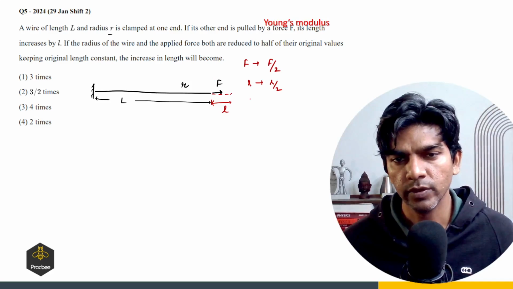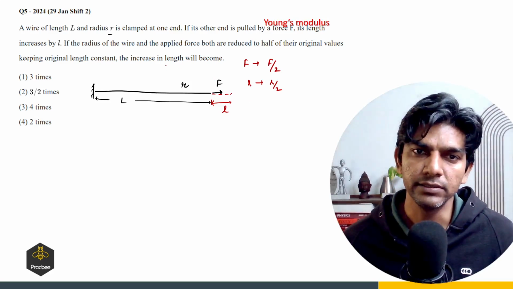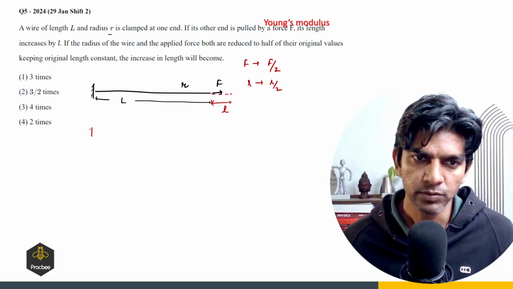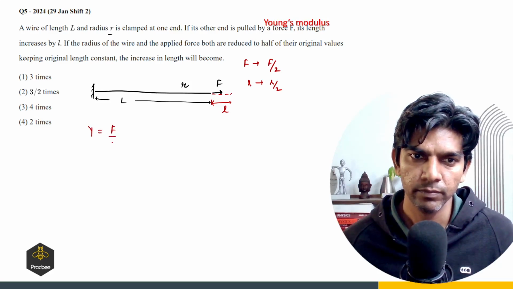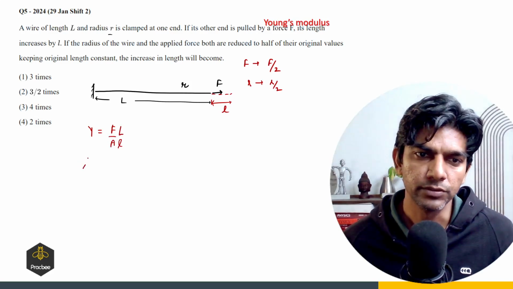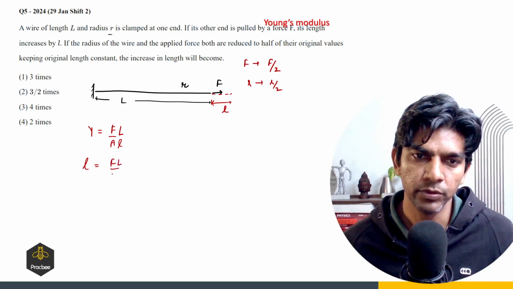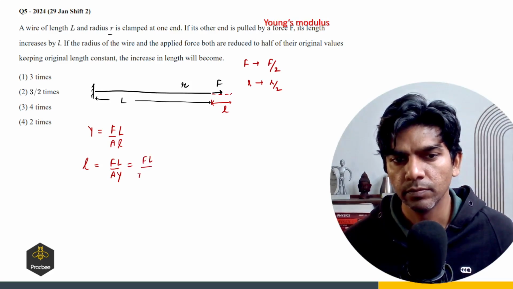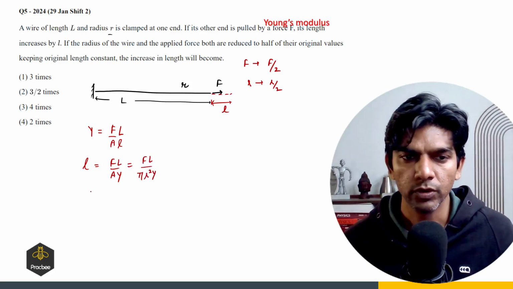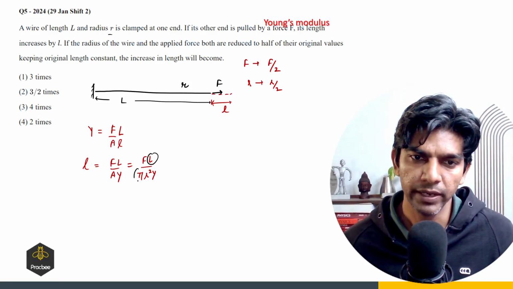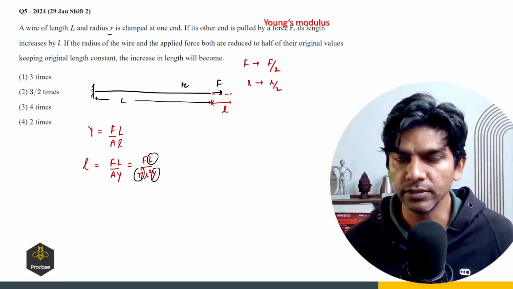length constant. So we are not changing the original length. The increase in the length will be, so we know that Young's modulus is given as F by A, and then we have small l and then capital L. So from this, if I want to compare and we want to find the increase in length, the increase in length will be FL upon AY, and area of cross section can be written as pi r square. So from this, we are keeping length constant, so pi is also constant, and we are not changing the Young's modulus.